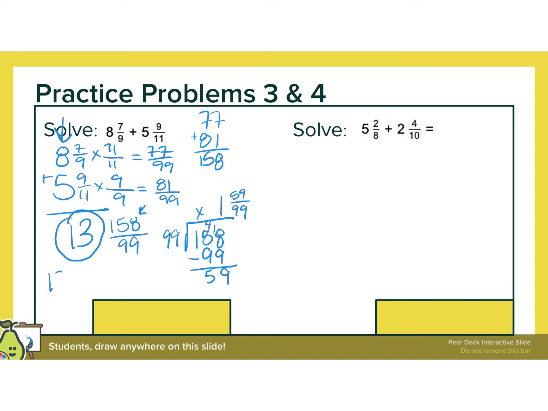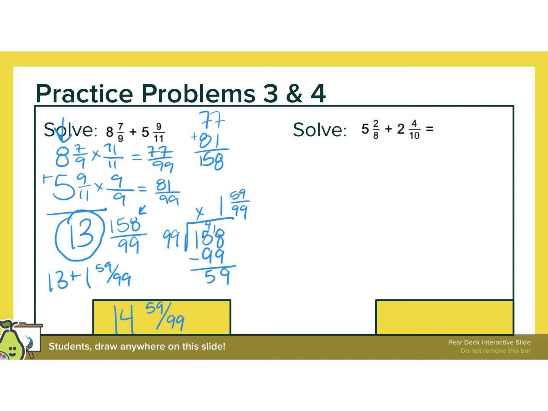Okay? So it's 13 plus 1, and then the fraction. 13 plus 1 is 14, and then we have 59 over 99, and that's the final answer. I can't reduce that, can't make it any smaller. Final answer. So that was the more difficult example.